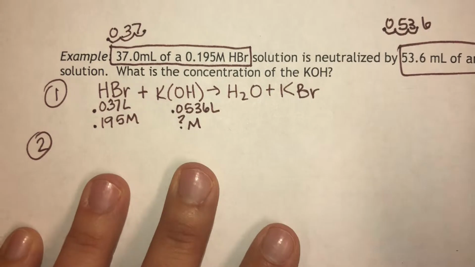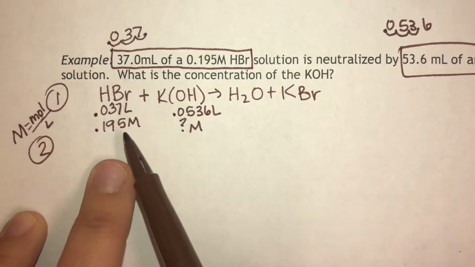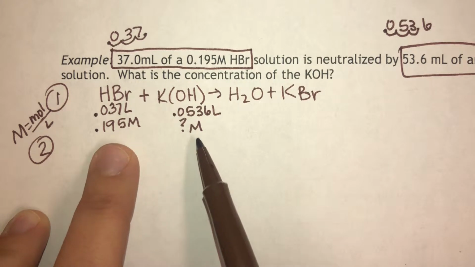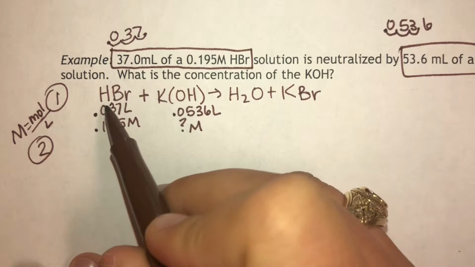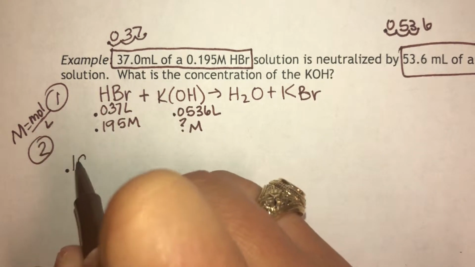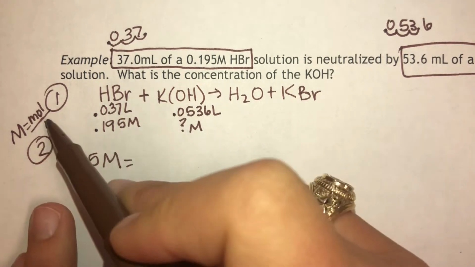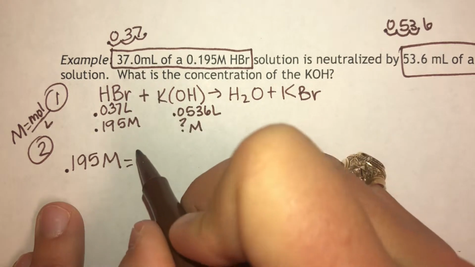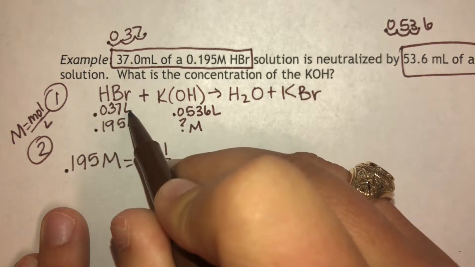So step 2 is gonna use the formula molarity equals moles over liters. And we're just gonna fill it in. We're gonna use the one that gave us all the information, and it's HBr that gave us all the information. So we're gonna go ahead and just fill this into our formula. So for big M, they gave us 0.195 equal to moles, we don't know our moles, over liters, which is 0.037.